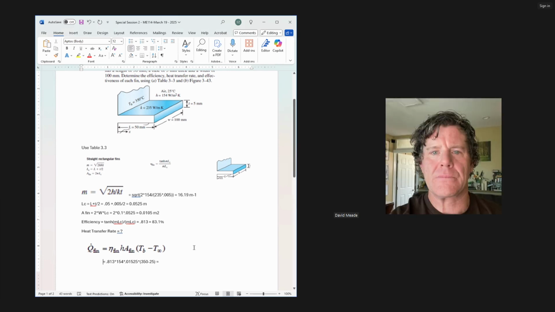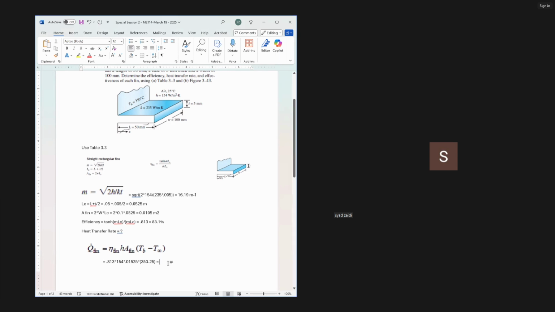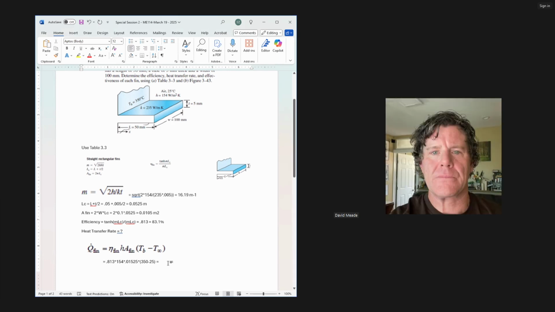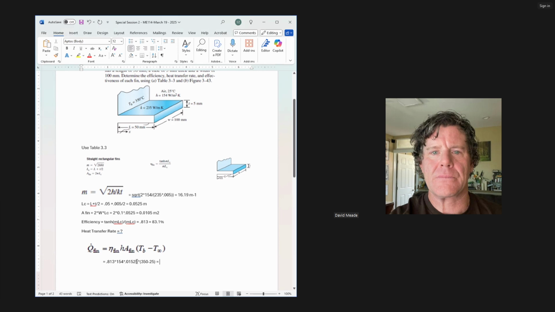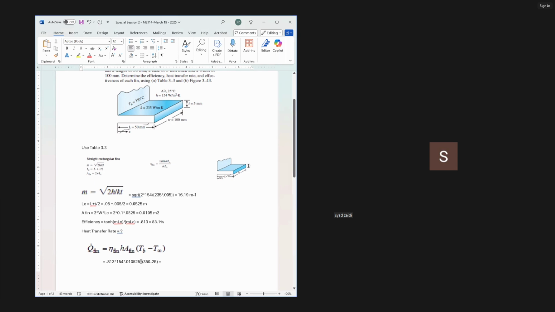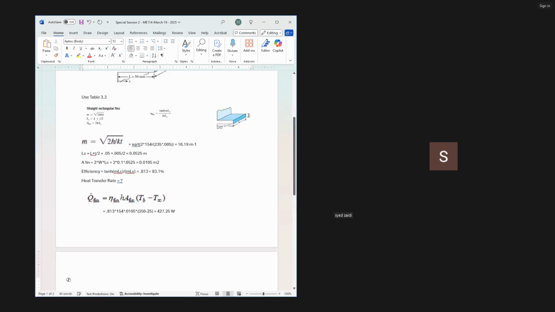620.5. Oh, this is wrong probably. It's 0.0105. Sorry, I just put the wrong value. Okay, now you tell me. 427.25. That is really good. That is in watts.